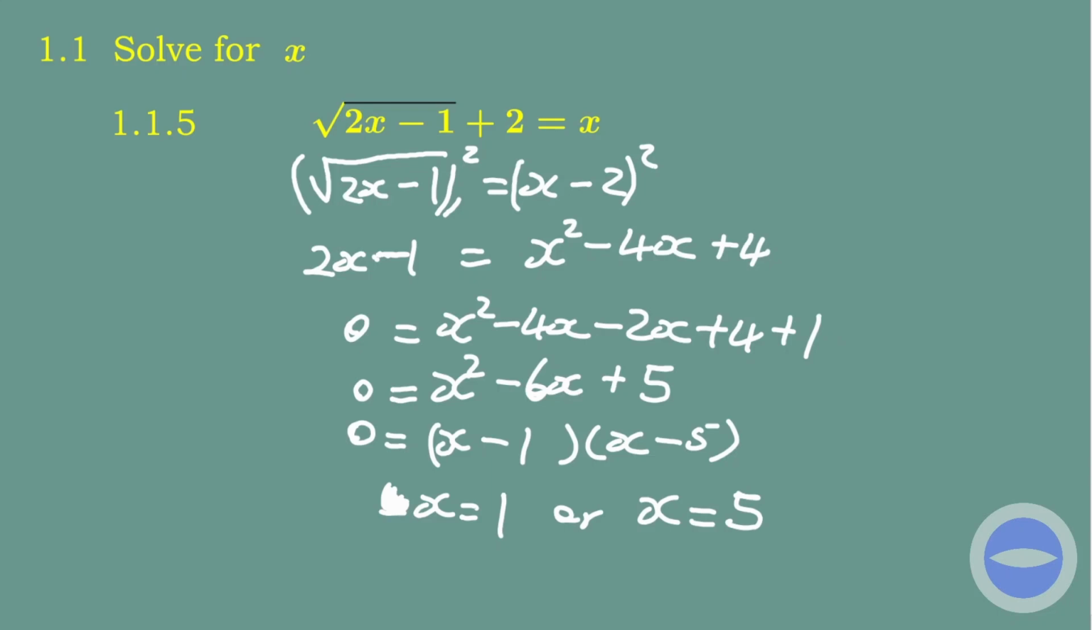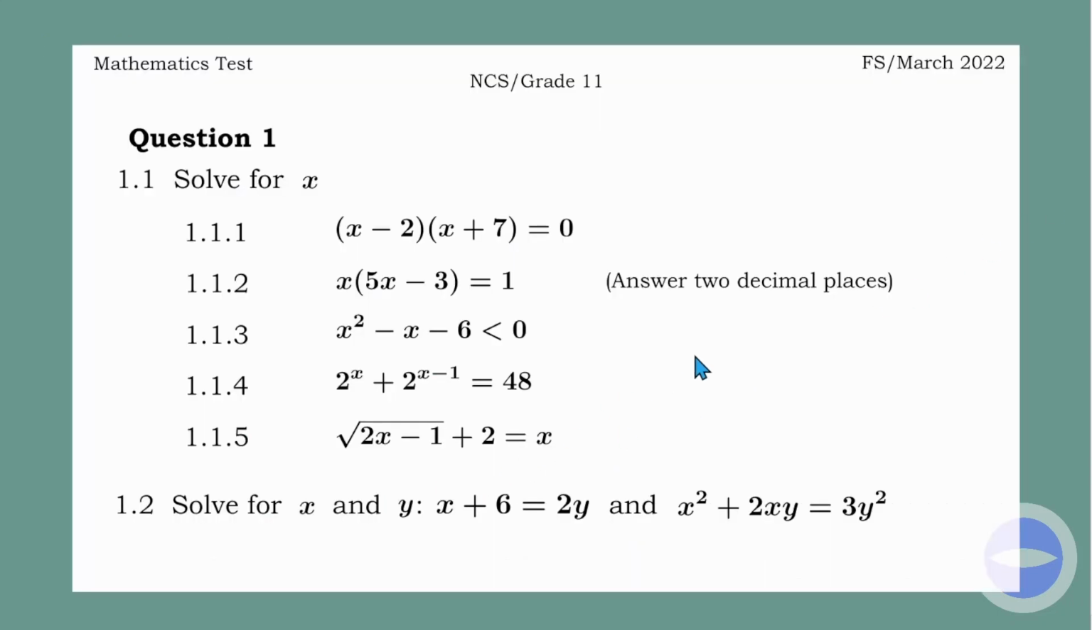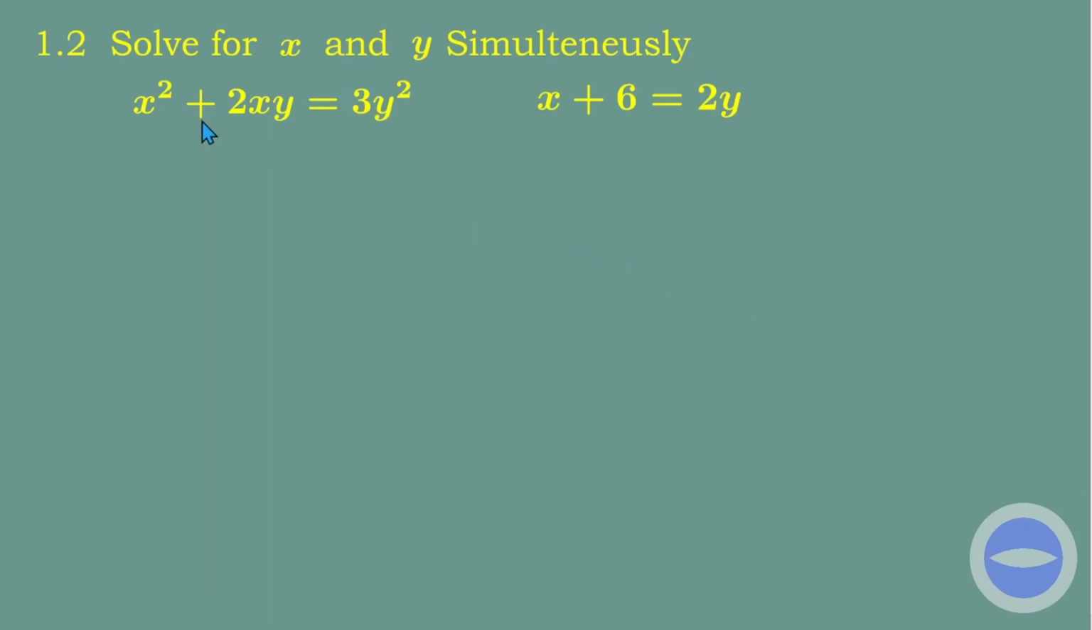Moving forward, we have a simultaneous equation. Solve for x and y, where x plus 6 equals 2y and x squared plus 2xy equals 3y squared. So let me open the slides where I will be solving it. Here it's solve for x and y simultaneously.